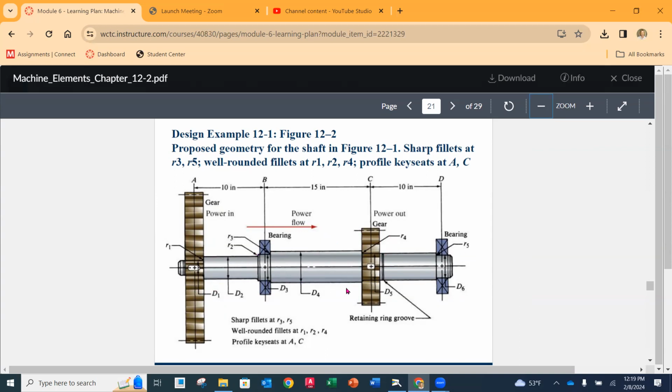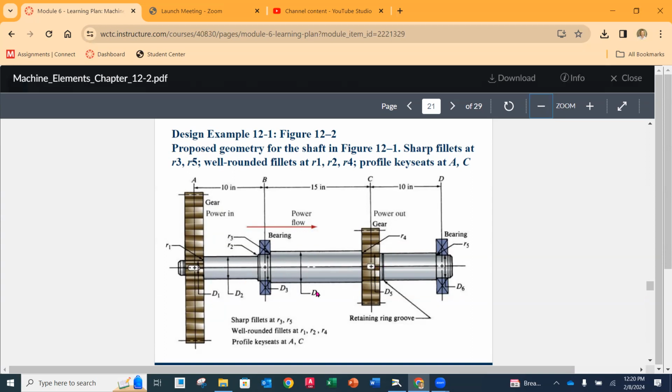You'll also notice here the other things that we talked about having to know before we get started. You'll notice that there are keys in place here. There are shoulders. There are also the retaining rings. Okay, how these things are going to stay on. Let's talk about each one of those.